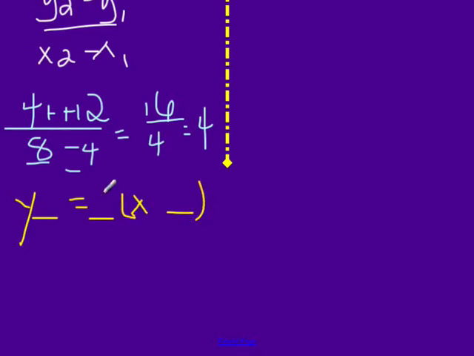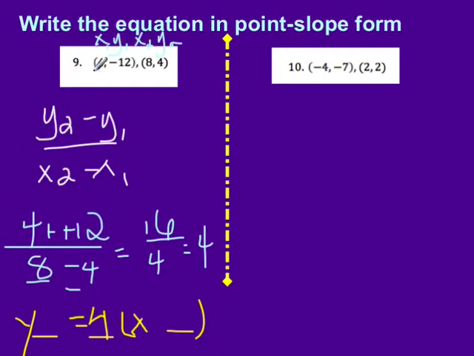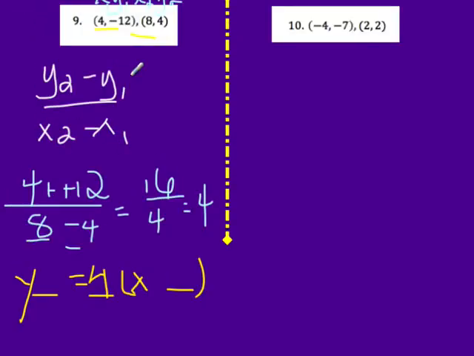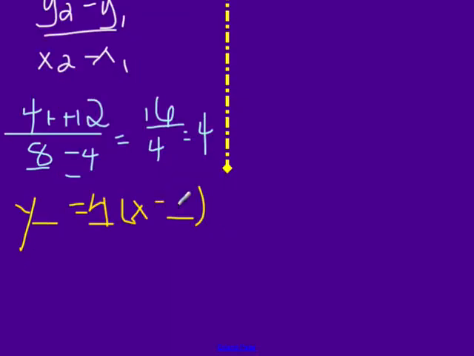Well, I know my slope is 4. Now, I can use either one of these points, and they mean the same thing. So I'm just going to use the first one. So I'm going to put the opposite of my x-coordinate, which is a +4, so this is going to be a -4. The opposite of my y-coordinate is a -12, so this is going to be a +12. So that's one of the answers.